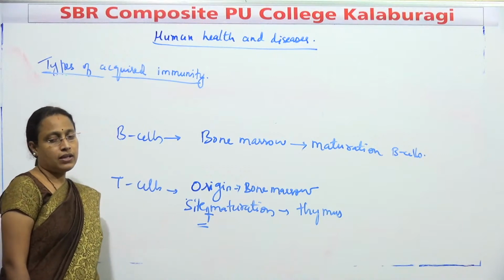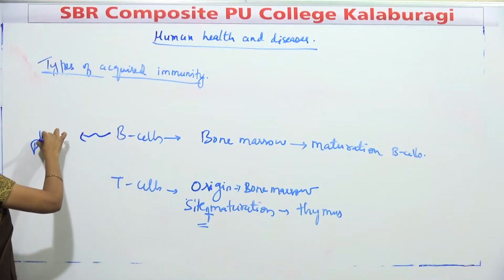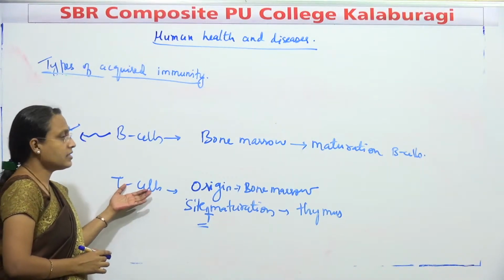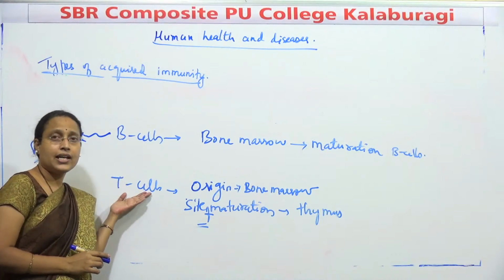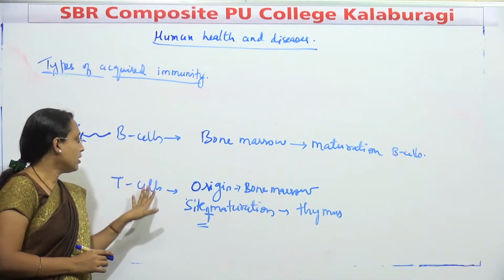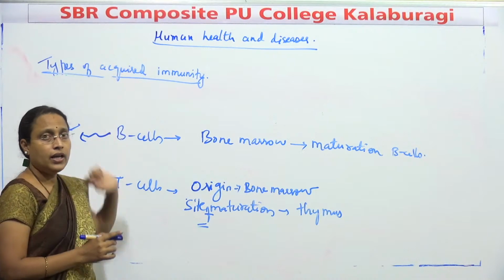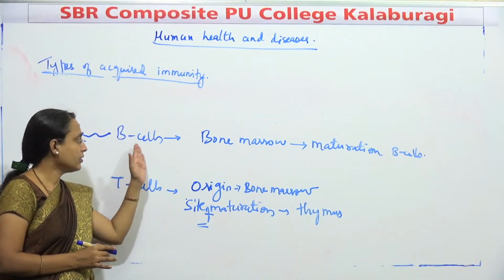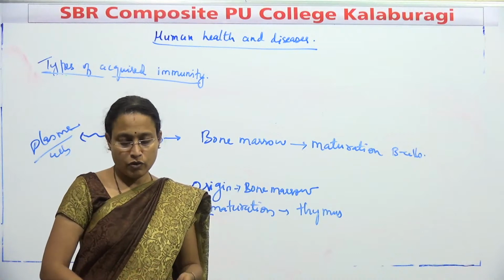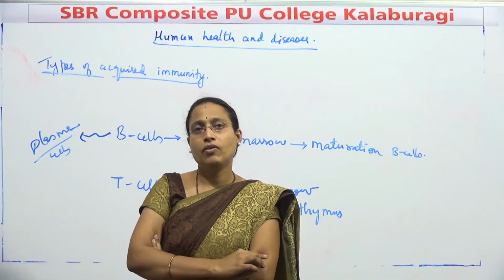Other differences: B cells have the capacity to produce antibodies after differentiating into which cells? Plasma cells. Whereas T cells will not produce any antibody. These are the main differences between the two main cells of adaptive or acquired immunity, not innate. You have to remember these two are cells of acquired or adaptive immunity and not innate. These are some of the differences between the two cells of immunity.